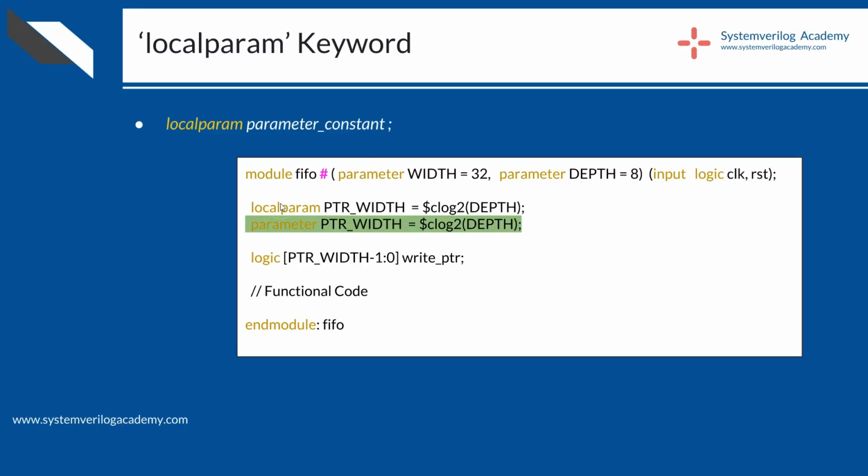In general, you will use the localparam keyword to define parameters which are local to the module, and usually those will be derived from the port parameters, as shown in this example. You can also use the parameter keyword instead of localparam here, and both will function exactly in the same manner.